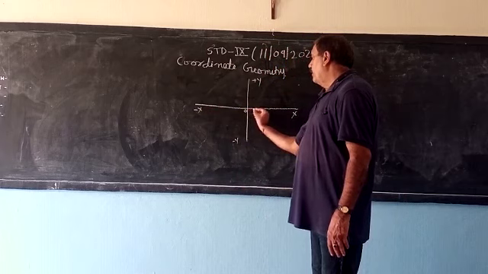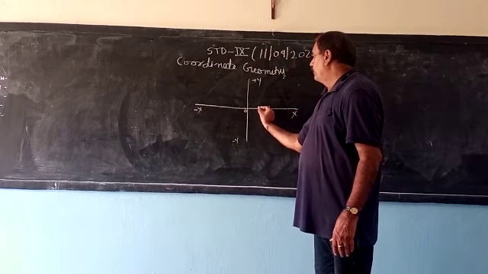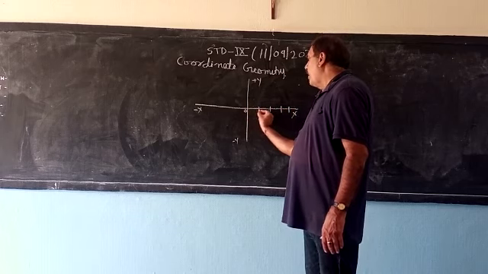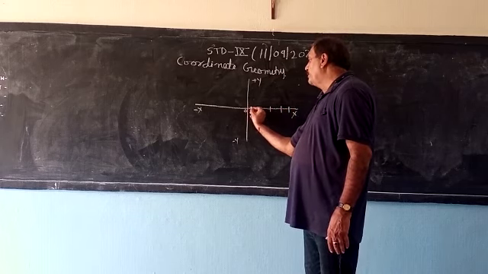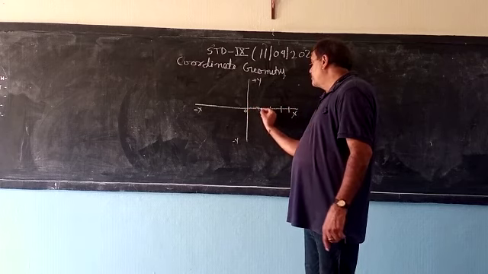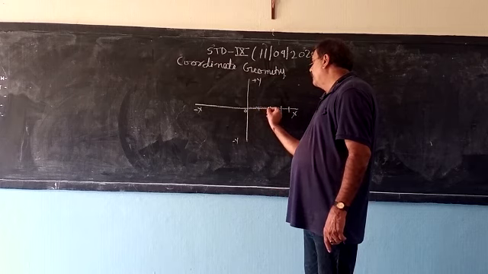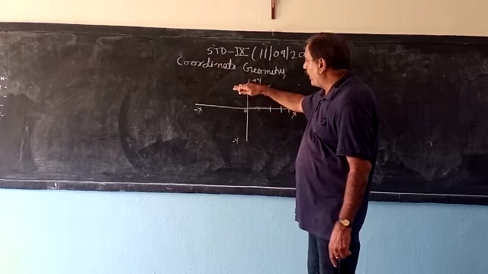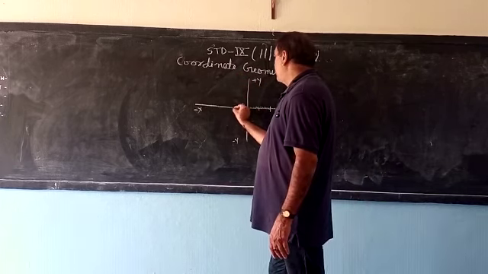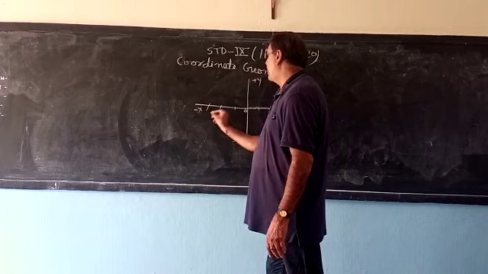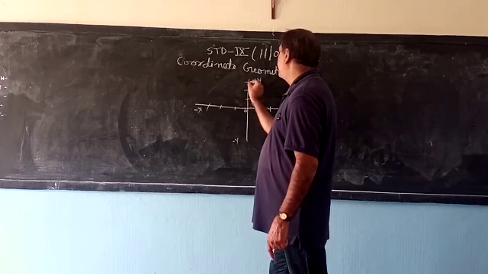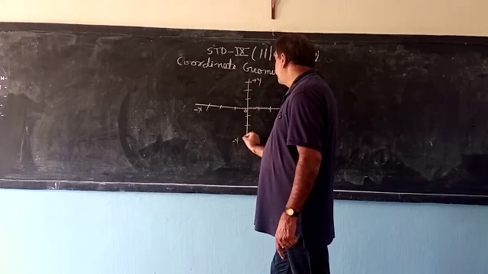Now, when you see the graph paper, one house, two house, three house, four house, and one house is divided into 10 small divisions. The next house is again divided into 10 small divisions, on both sides, meaning the y-axis as well as the x-axis. So one house, two house, three house, and each house is divided into 10 small divisions.